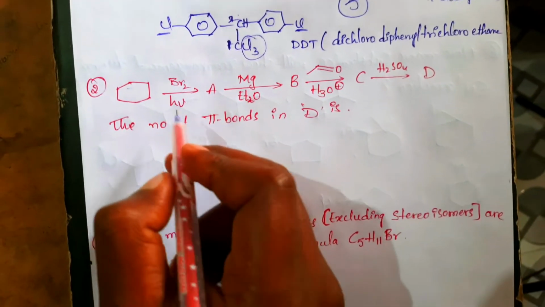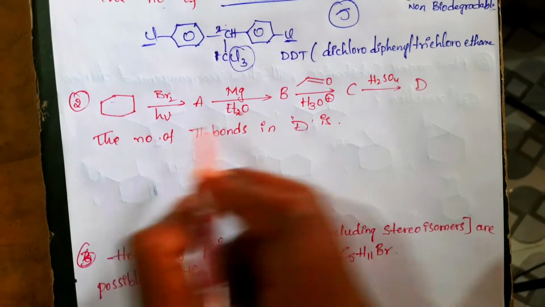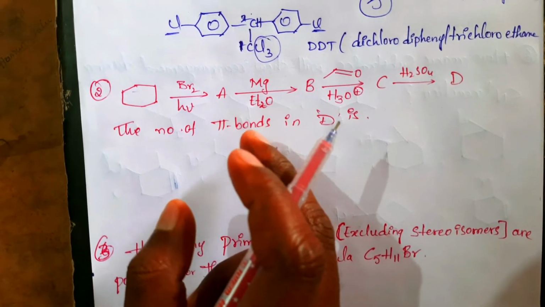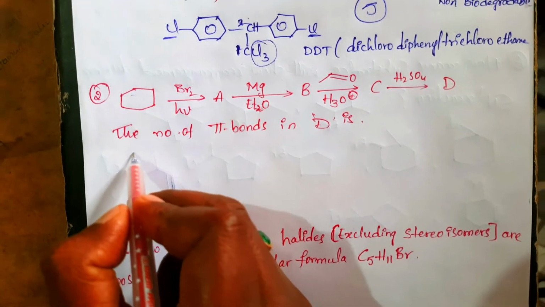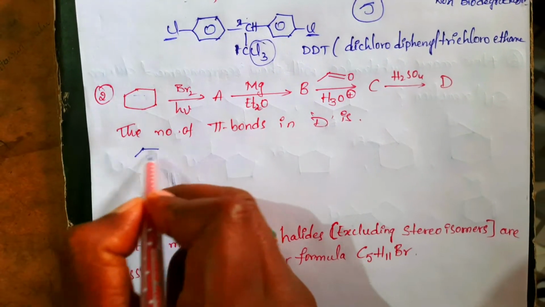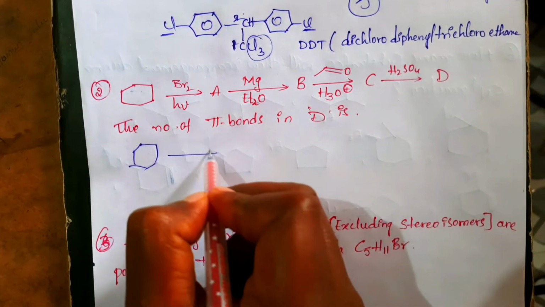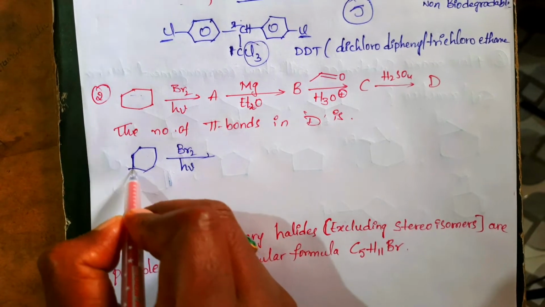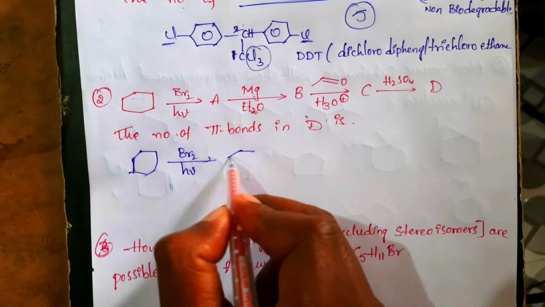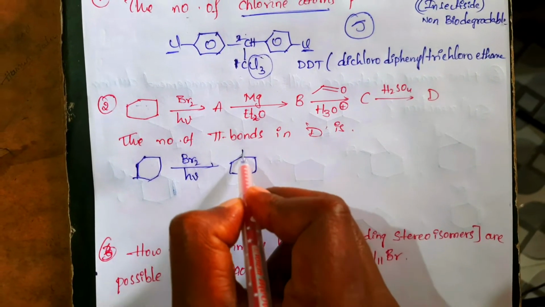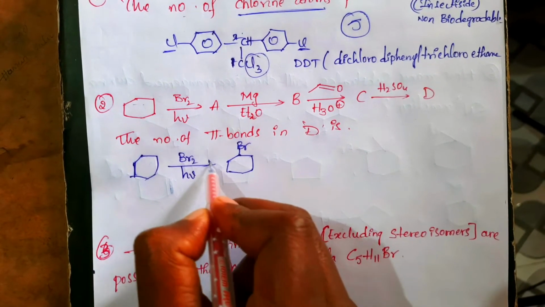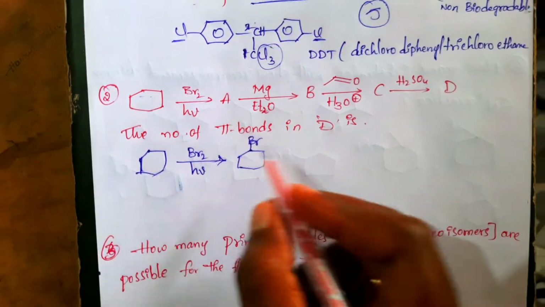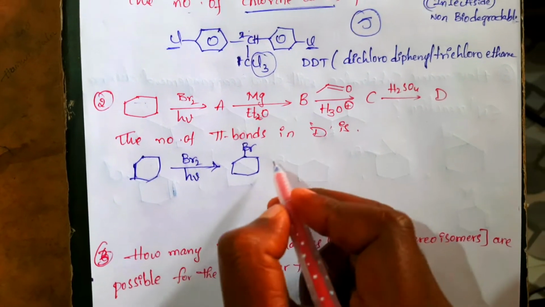Now, next one. This is a sequence reaction, and this type of sequence reactions are very important, so try to concentrate on it. Whenever this compound reacts with bromine in the presence of sunlight, it participates in a photochemical substitution reaction. One of the hydrogens is substituted by bromine, because it is a saturated compound, and saturated compounds participate in photochemical substitution.